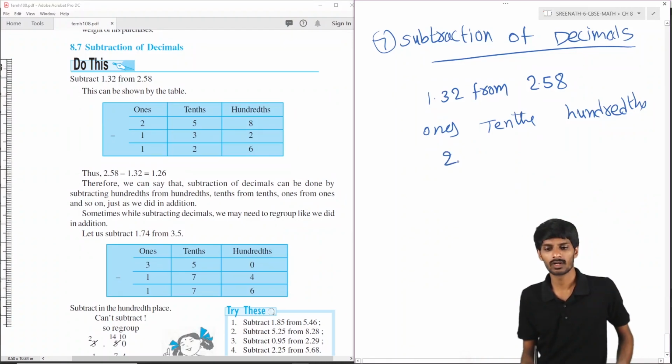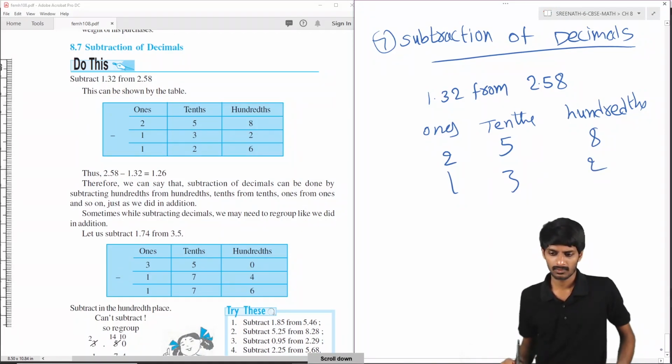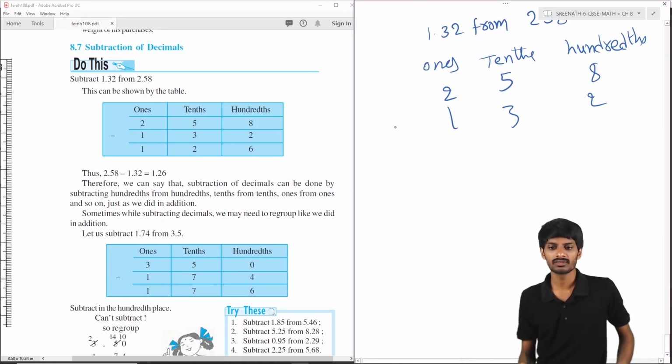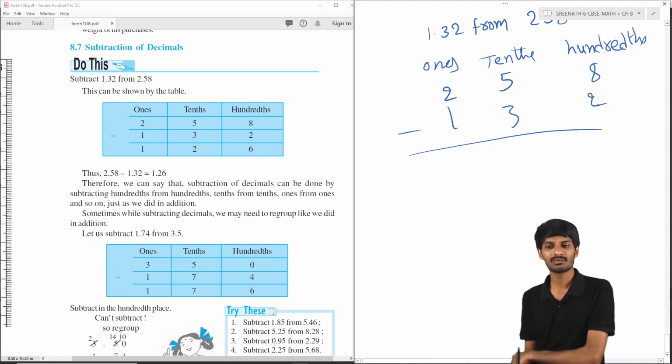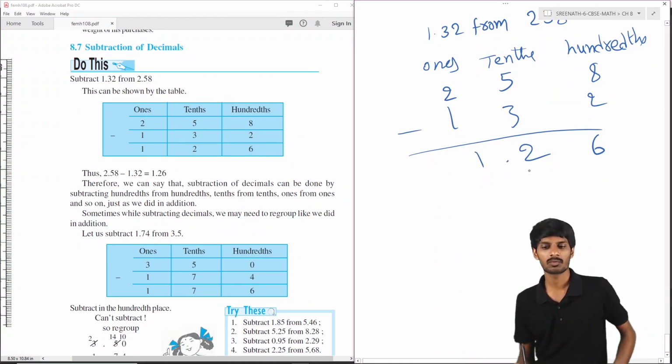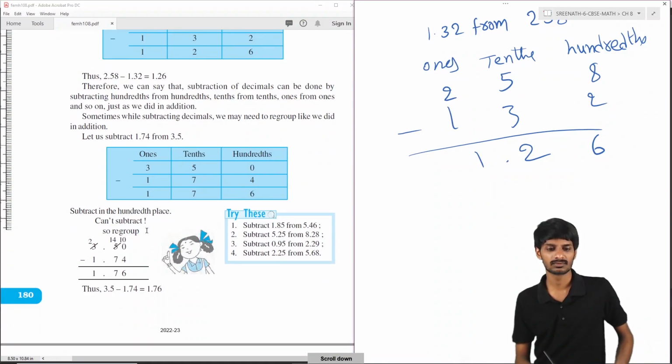How many ones? 2 ones. How many tenths? 5 tenths. How many hundredths? 8 hundredths. How many ones? 1. How many tenths? 3 tenths. How many hundredths? 2 hundredths. So just subtract the corresponding hundredths, corresponding tenths, corresponding ones. 8 minus 2, that is 6, 5 minus 3, that is 2, 2 minus 1, that is 1, and you write 1.26. Simply you can do this also.